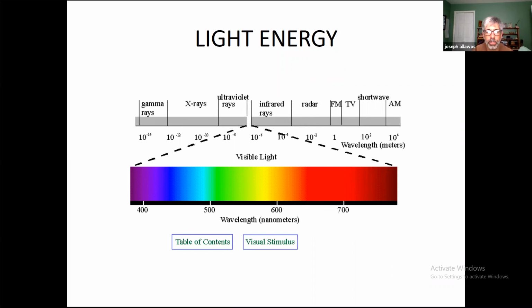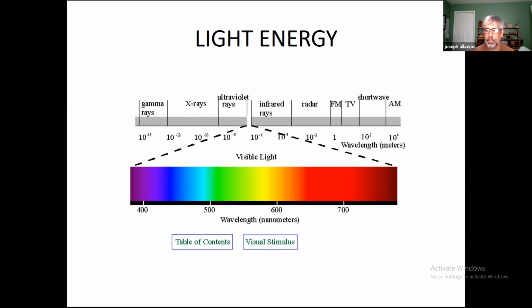Now, one of the things that we need to understand is something about light energy, because we're going to do photosynthesis first. The reason we start with photosynthesis, it's slightly easier to understand than cellular respiration, in my opinion. I just feel like it's a little bit easier to grasp. And so that's why we're starting with it.